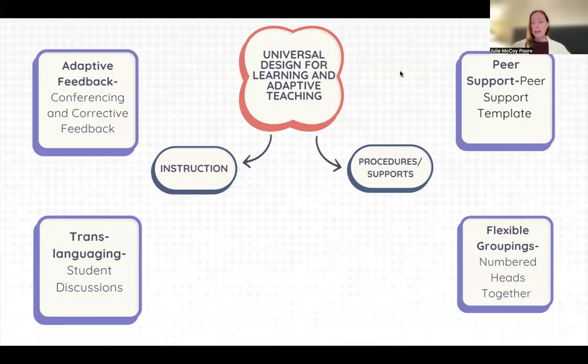The last support that I'm going to talk about is flexible groupings. And one of these strategies is called numbered heads together, where the teacher numbers the students 1 through 4, then gives them a prompt to discuss for 3 or so minutes in their different groupings. And then at the end of the 3 minutes, the teacher calls randomly a number, say number 3, and all the students who are number 3 then have to share the thinking of the entire group.